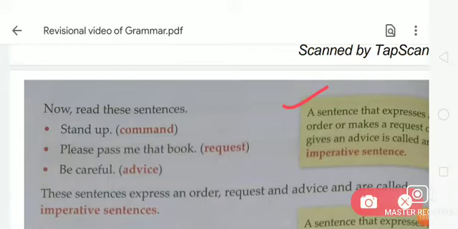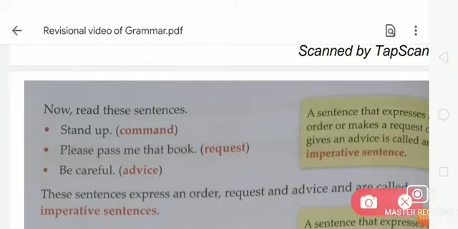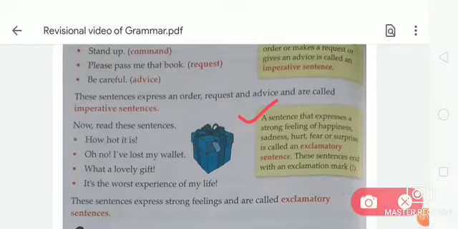Now the next. Third will be imperative. A sentence that expresses an order, makes a request or gives advice is called an imperative sentence. And the fourth is a sentence that expresses a strong feeling of happiness, sadness, hurt, fear or surprise, called an exclamatory sentence. This sentence ends with an exclamation mark.